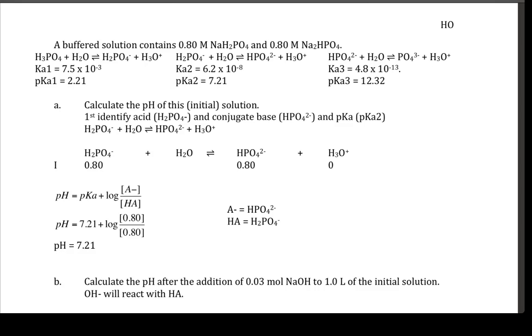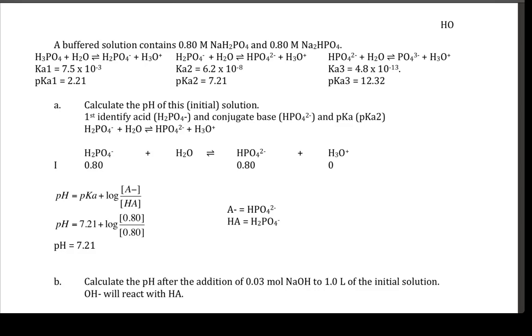The third step of the phosphoric acid dissociation is not one we're using. That's the one HPO4 2 minus plus H2O in equilibrium with PO4 3 minus plus H3O+. So when we're given a problem that involves a polyprotic acid, we have to know which dissociation reaction to use, and therefore which Ka value to use, or in our case pKa value. Okay, so the first problem is to calculate the pH of this initial solution.